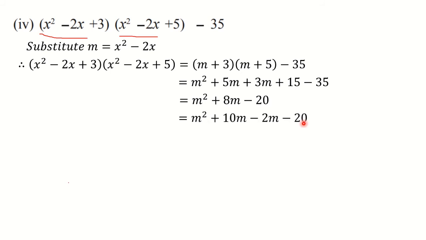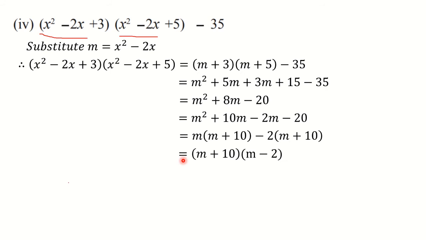So factorize the polynomial. Split the middle term. This plus 8m is written as plus 10m minus 2m. Now, next step? Take out common. You can see here m is common, and here minus 2 is common. So take out common, and the next step is to write down the two different brackets as factors.